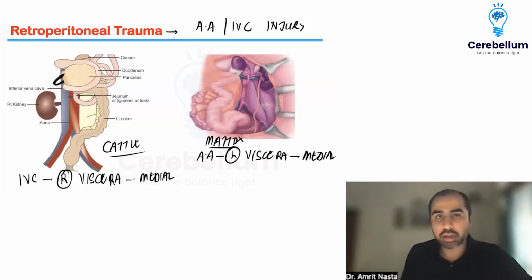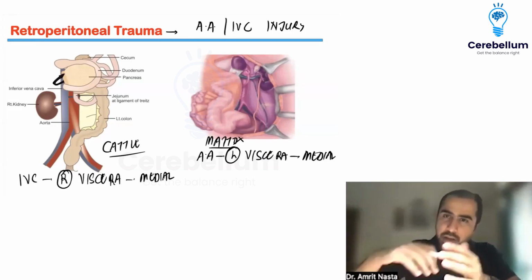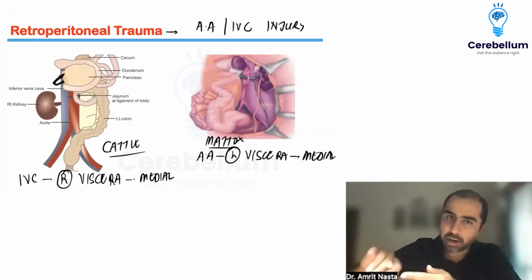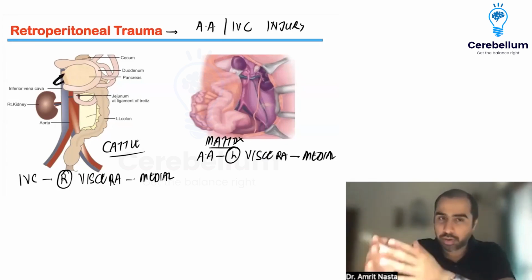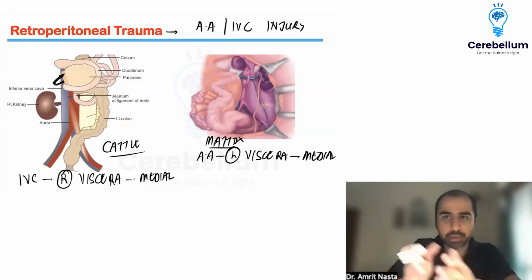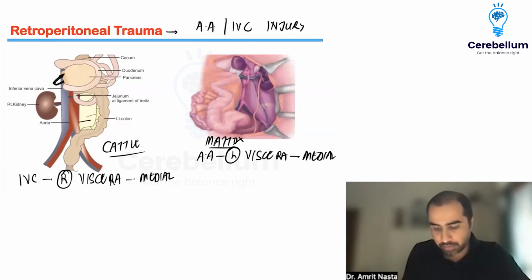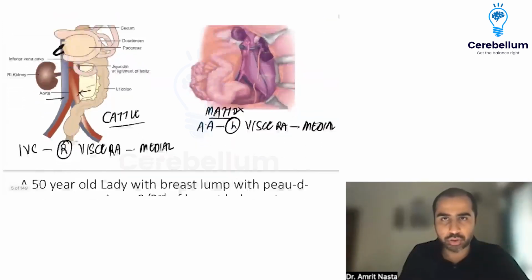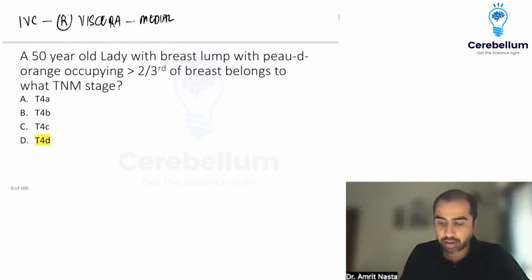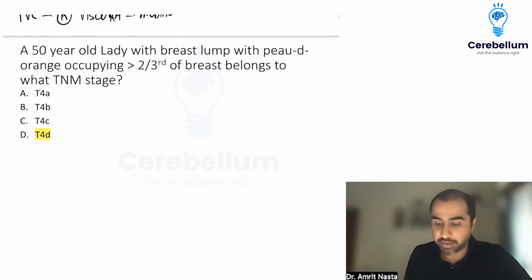Okay, so these are the two maneuvers that you should know for reaching IVC and abdominal aorta. For IVC, right viscera medialized, Cattell maneuver. For aorta, left viscera medialized, because aorta is on the left and IVC is on the right, in the abdomen. So that was a little extra information. You can add it to your notes if you wish to. This again was asked last year in FMG.